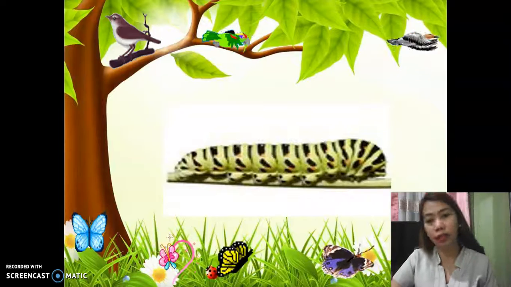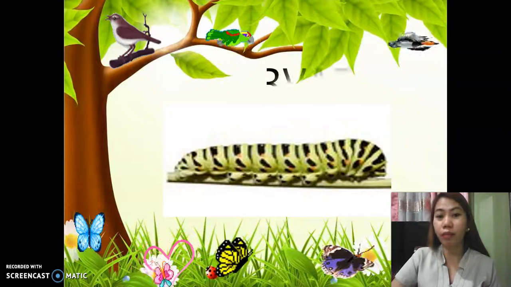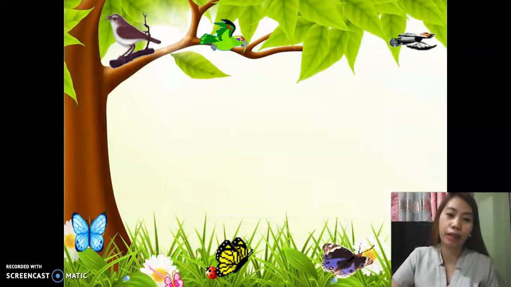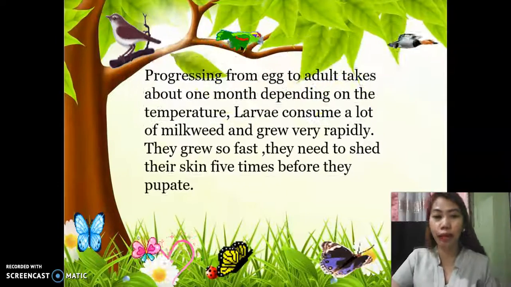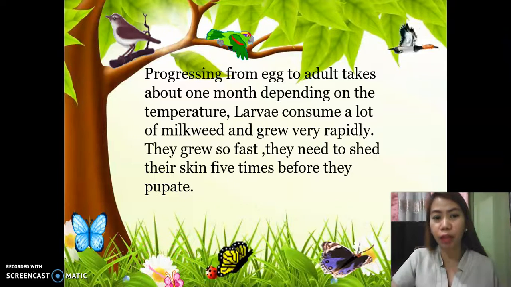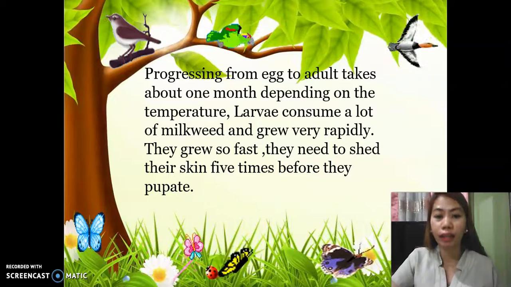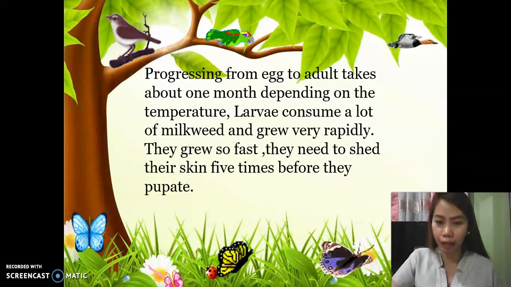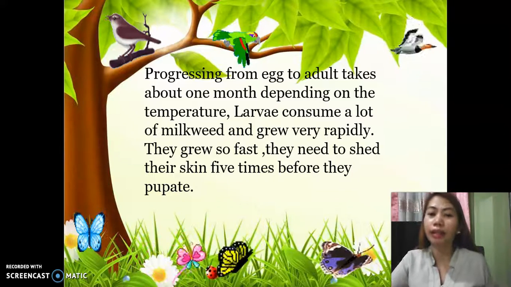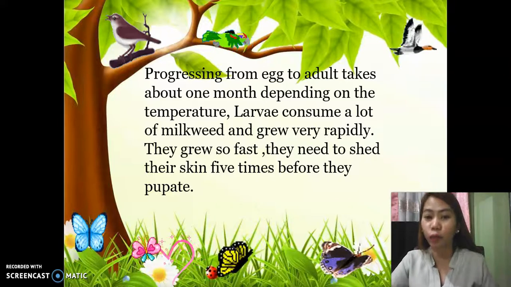Okay, now how about this picture? Seems familiar, right? This is also called a larva, or we call that a caterpillar also. Now, what does the larva do? Progressing from the egg to adult takes about 1 month depending on the temperature. Larvae consume a lot of milkweed and grow very rapidly. So, lumalaki siya ng mabilis. So, progressing from the egg, ang butterfly or the life cycle of the butterfly, from the egg, nag-progress siya into adult.